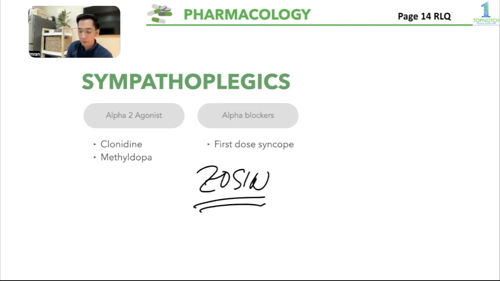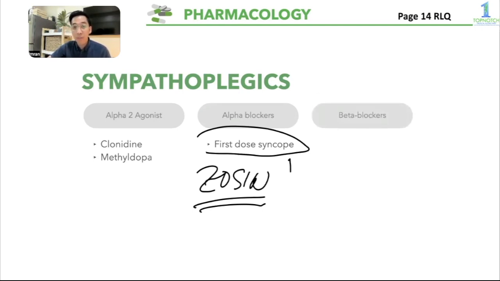They are alpha blockers and they cause what? Vasodilation. When you cause vasodilation, you will decrease the peripheral resistance, thus decreasing your blood pressure. But however, our alpha blockers can be associated with first dose syncope. The first time that you give it, it will cause increased vasodilation. The blood pressure suddenly drops, so when the patients just stand up, they suddenly feel dizzy. Okay? So that is for your alpha blockers.